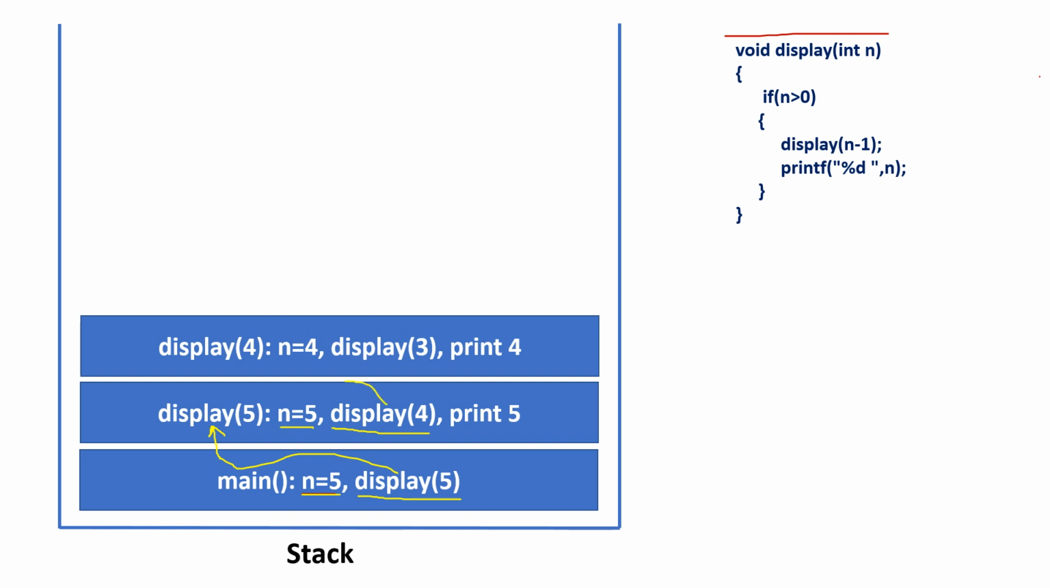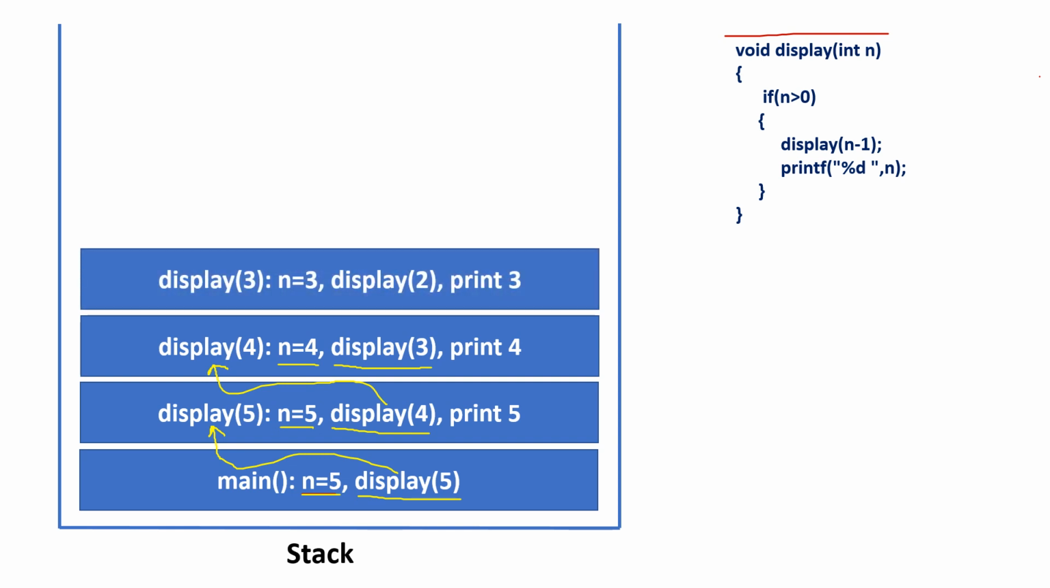Now another copy of display function is created with value 4 and it will be placed in the stack. Another n variable is created with value 4. Here also n value is greater than 0, 4 is greater than 0. That means again display function is called with value 4 minus 1. Now another copy of display function is created and placed in the stack. A new variable n is created with value 3. Here also n value is greater than 0. Then again display function is called with value n minus 1, 3 minus 1, 2.